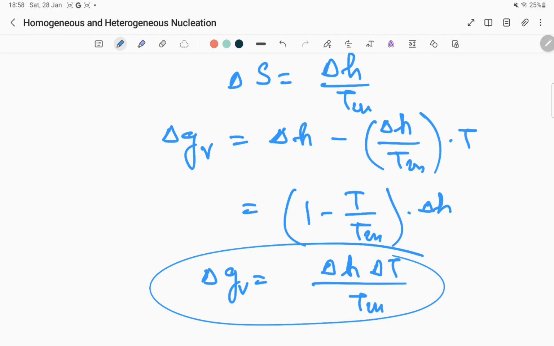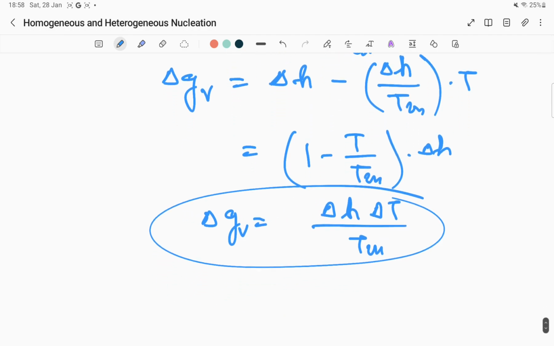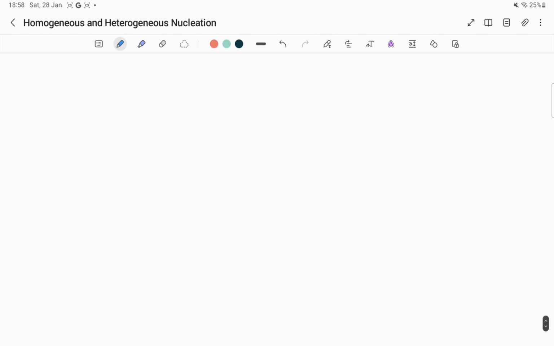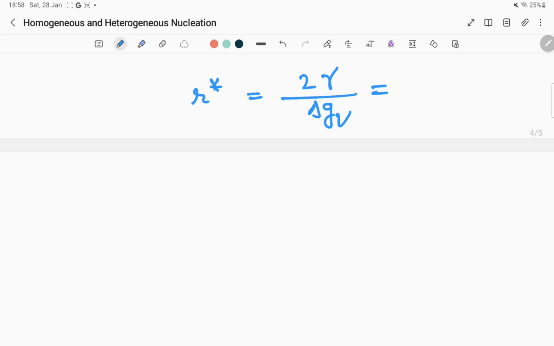So we can put this delta GV into the R star and delta G star equations. R star is equal to minus 2 sigma by delta GV, which I have calculated initially. So delta GV is equal to delta H delta T by Tm. So this is minus 2 interface energy upon volume free energy change, and this is minus 2 interface energy upon delta H delta T by Tm.